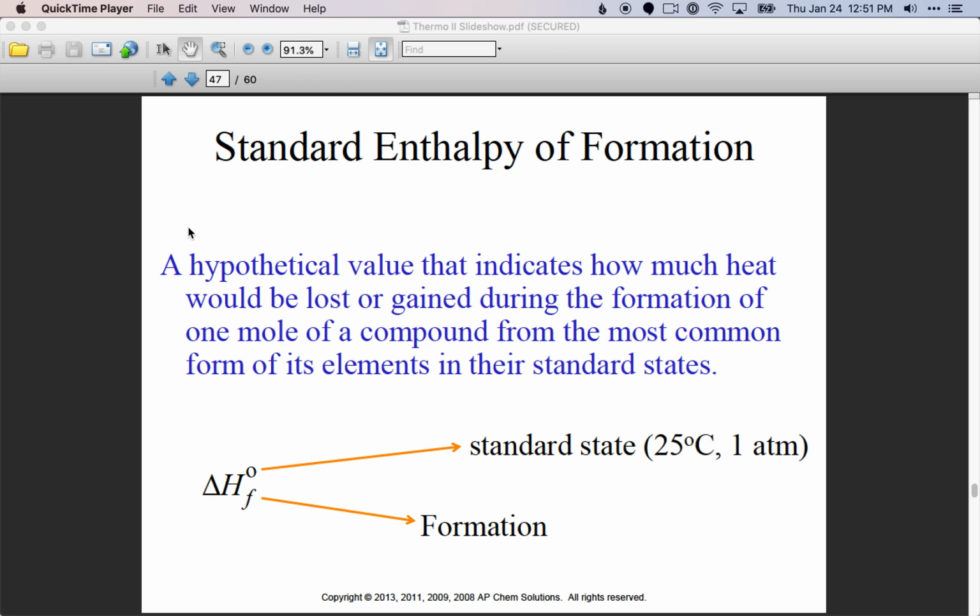So if you took all the pieces, parts of a compound and you put them together, this is the amount of heat that would be lost or gained during the formation of this compound. Now, we're going to talk about standard state. If you've watched my other video, I mentioned standard state. It is typically 298 Kelvin, and if it's a gas, it's 1 atmosphere. If it's a liquid, it's 1 molarity. So notice it has a subscript of F. That lets you know that we're talking about enthalpy of formation.